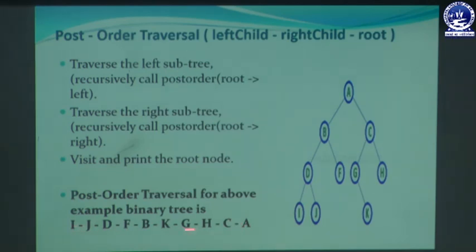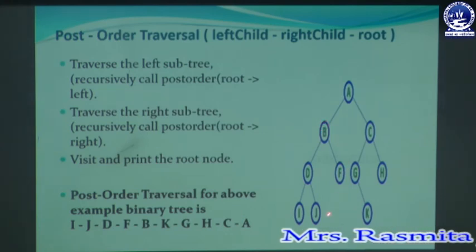First we will visit the node I, then as per the post order traversal, this is the leftmost child. Then we will visit the right child of this left subtree, then the right child of the node D. Then we will visit the root node, that is D. Then we will go for the right subtree of the node B, that is, F is visited. Then we will visit the root node B.